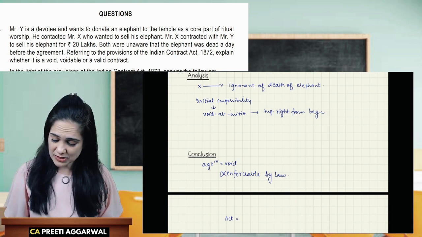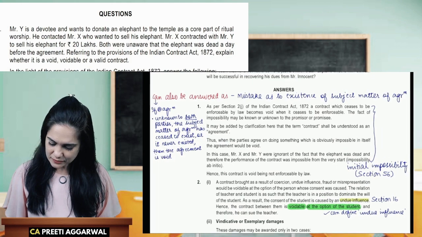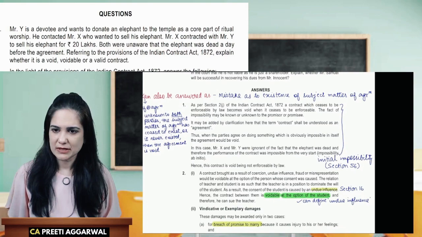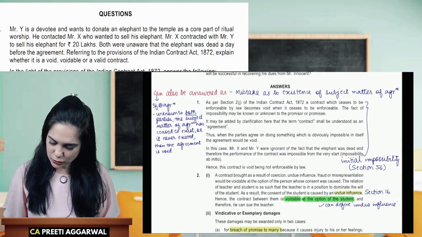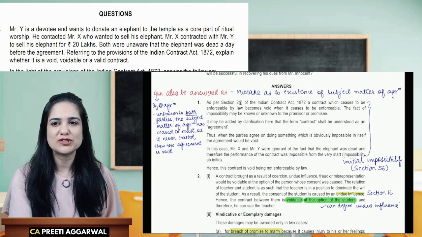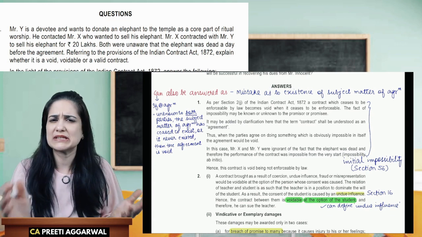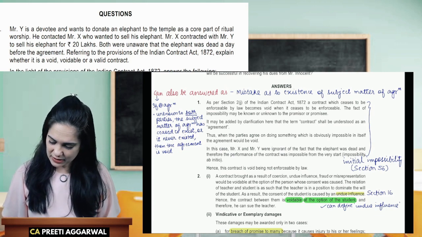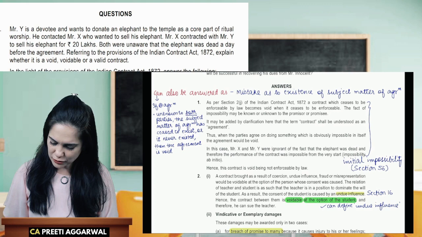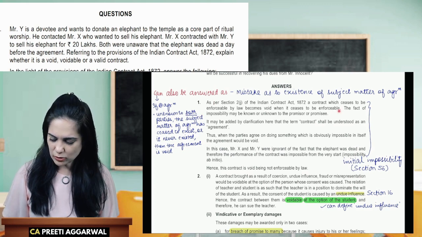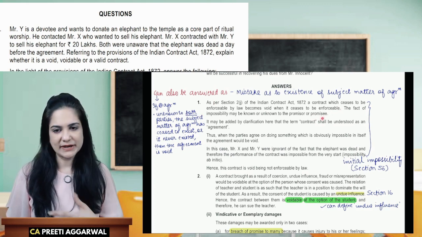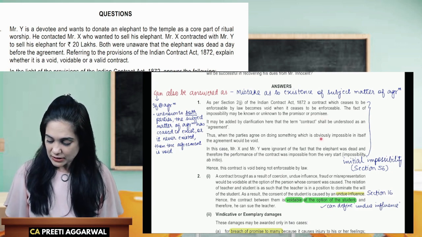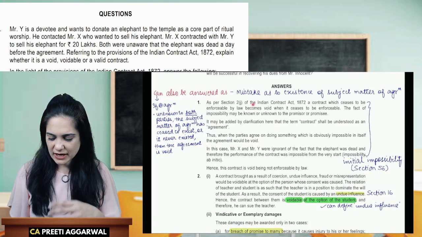Now let's read the solution given by ICAI. So as per section 2J, can you see the solution clearly? Yes. As per section 2J of the Indian Contract Act, a contract which ceases to be enforceable by law becomes void when it ceases to be enforceable. This is nothing but the definition of a void contract. They have also mentioned impossibility. I'll just highlight that for you. So here they have mentioned void agreement. The fact of impossibility may or may not be known to the party. Here the contract will be constituted as an agreement. It is impossible right from the beginning. So they have explained void agreement.